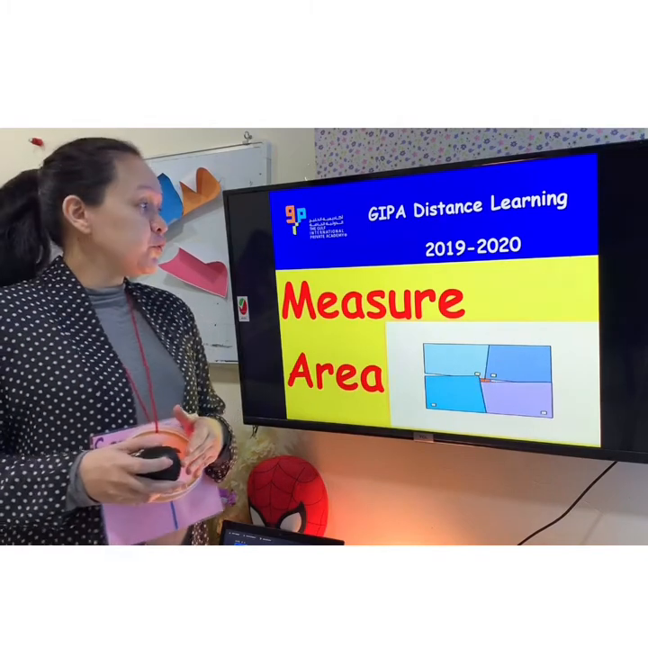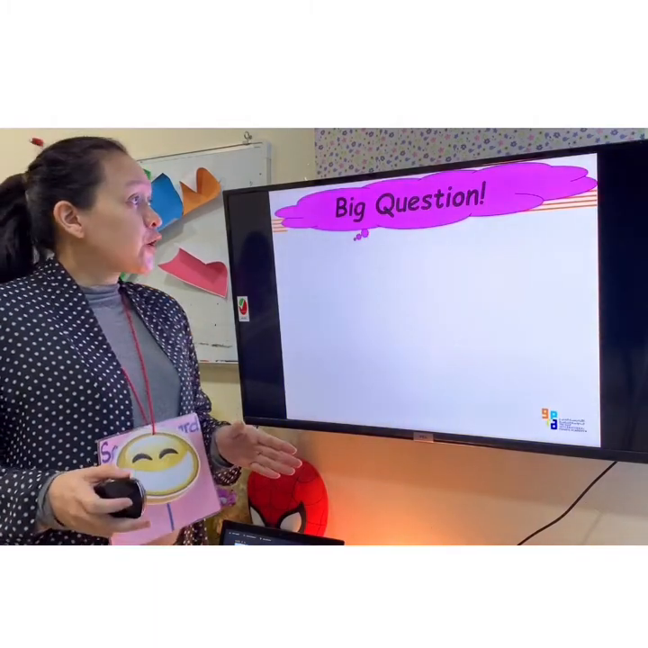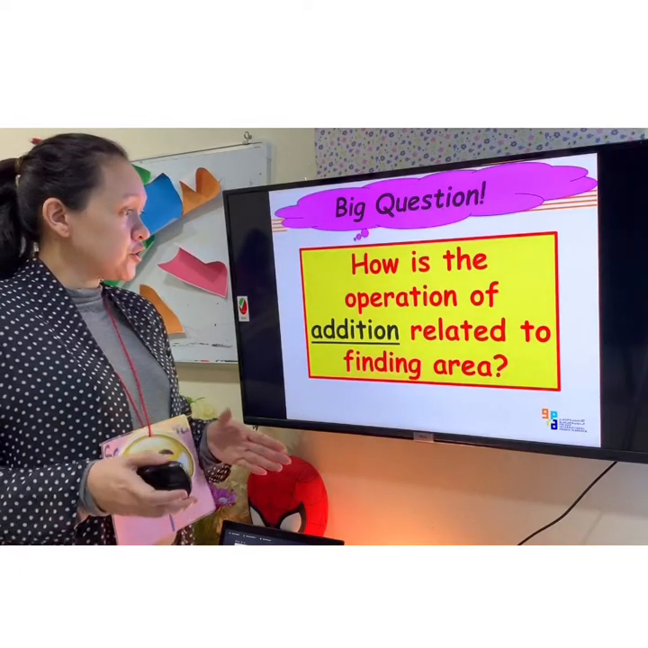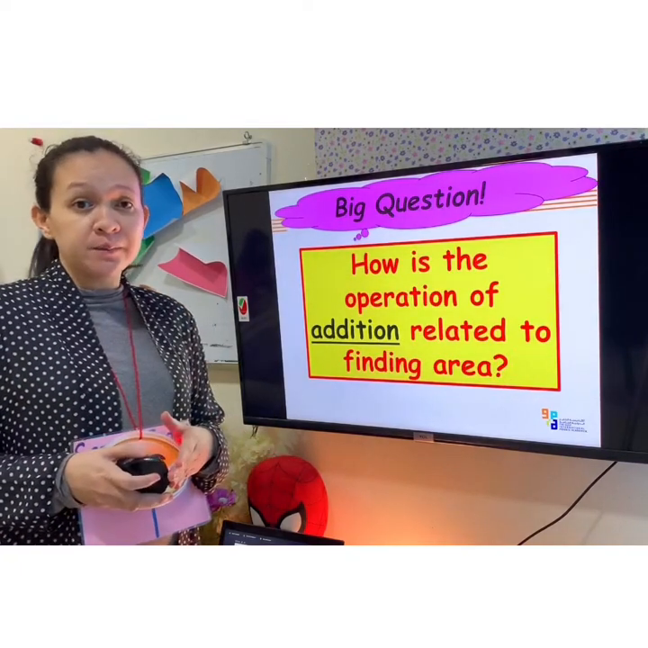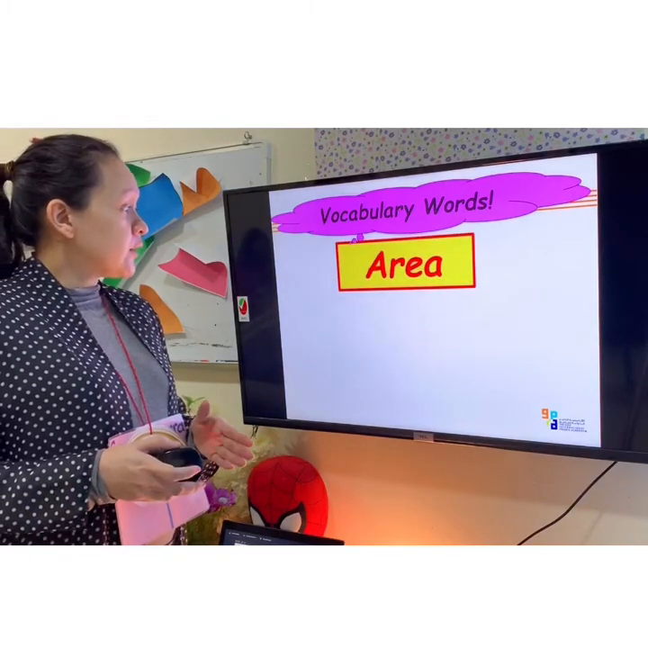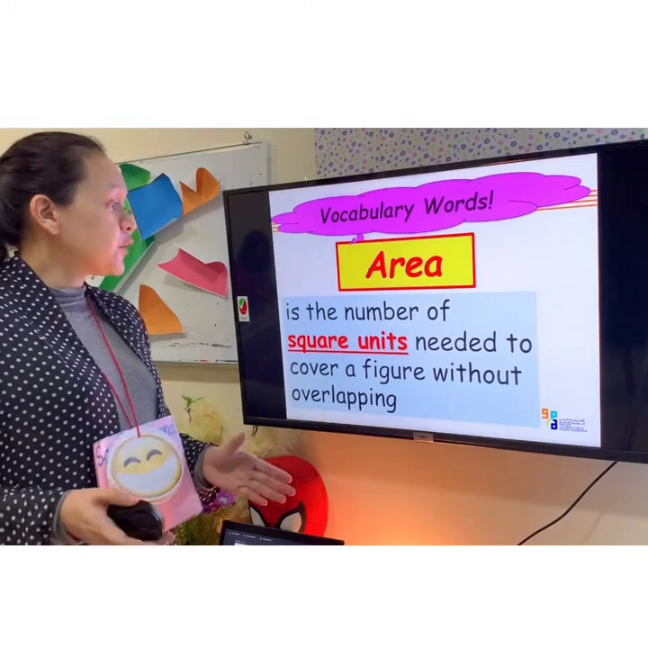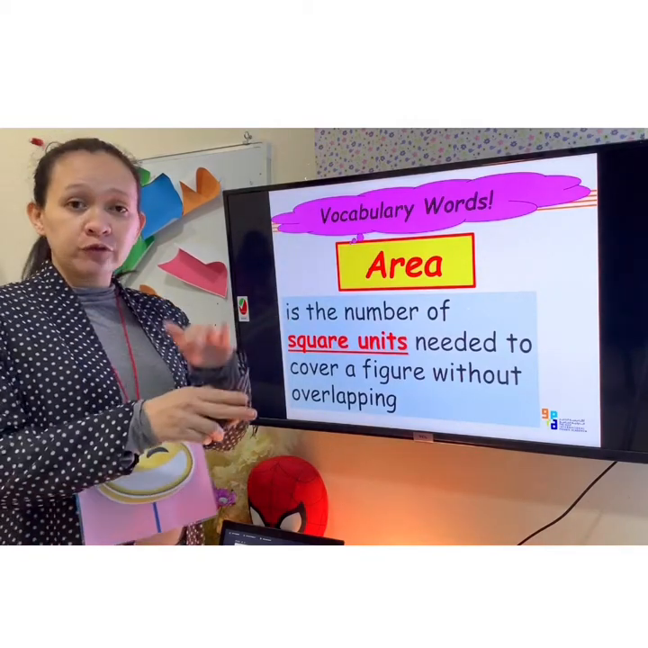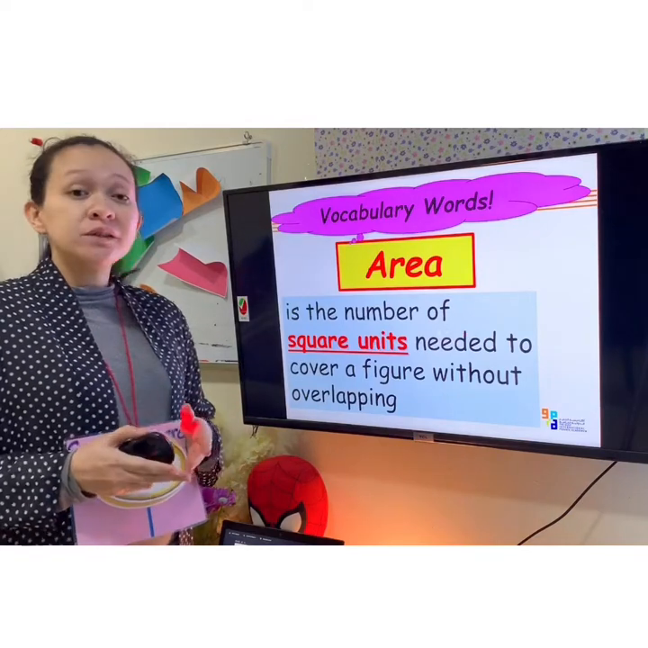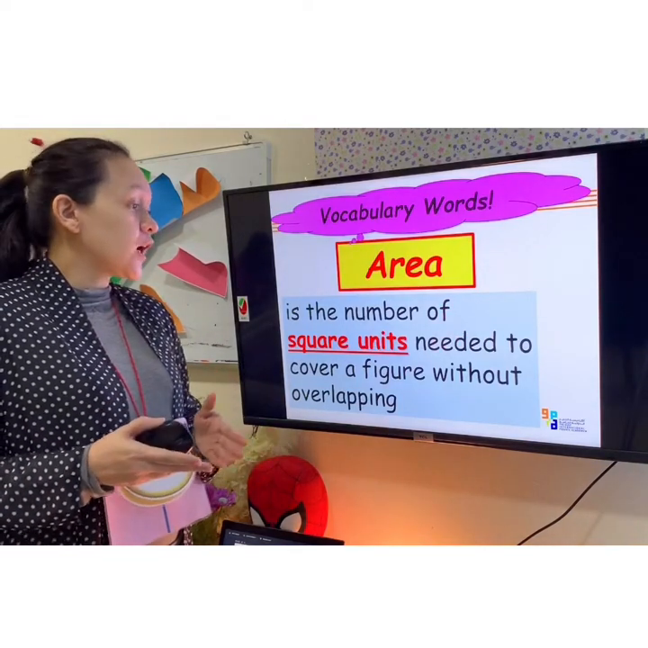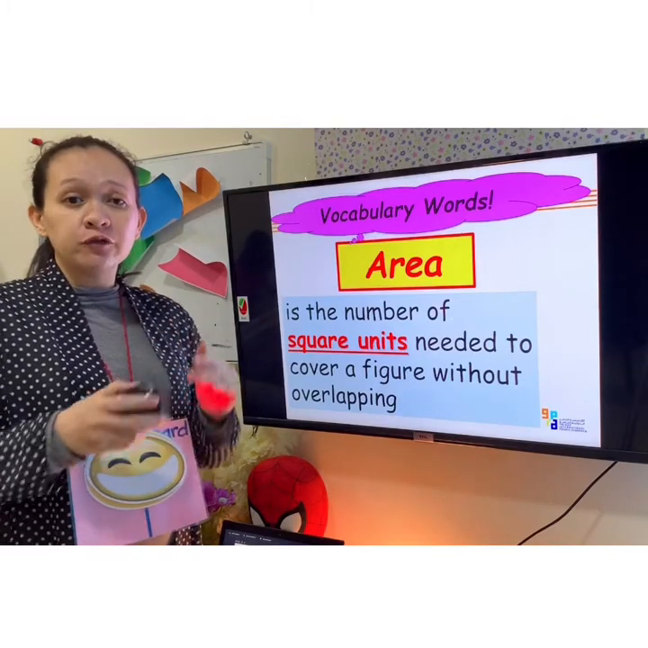Now let's move. For our big question for today, how is the operation of addition related to finding area? Now, for our vocabulary word, area. Area is the number of square units needed to cover a figure without overlapping. Again, area is the number of square units needed to cover a figure without overlapping.